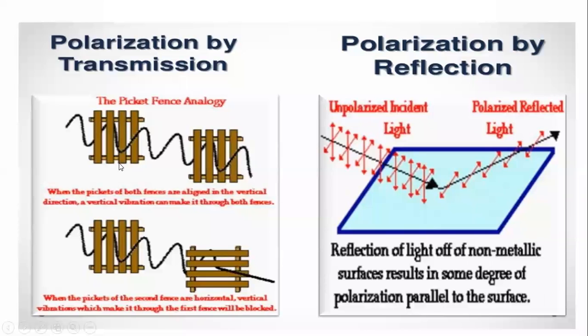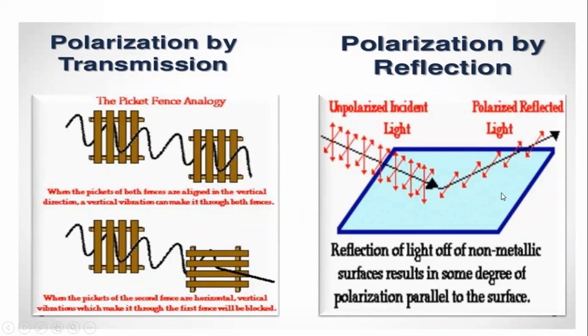The electric as well as the magnetic field both are traveling, but here in this case you can observe the light rays are coming. How can they be incident and how can they be reflected? See here, the light is coming in an unpolarized incident form on a particular surface, but it is reflecting once again in the polarized form. So this is the difference.